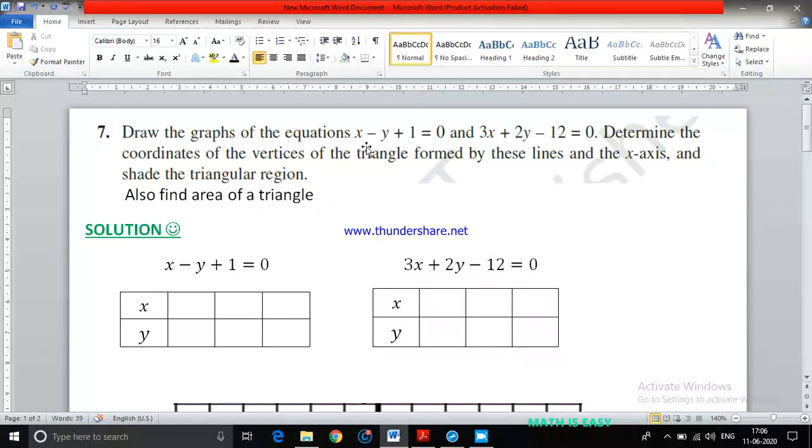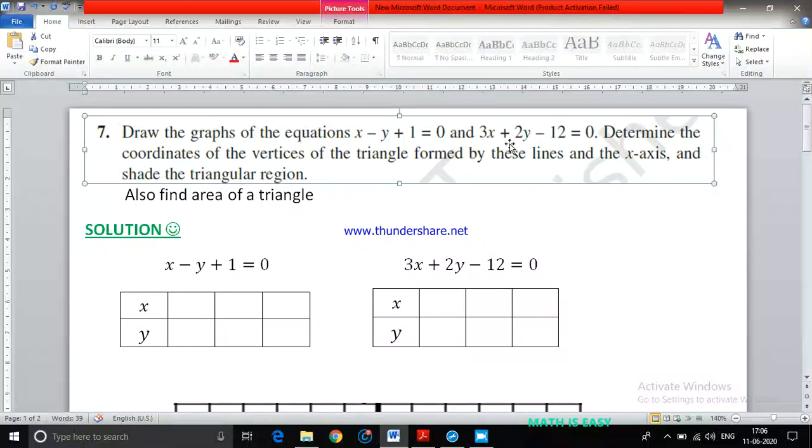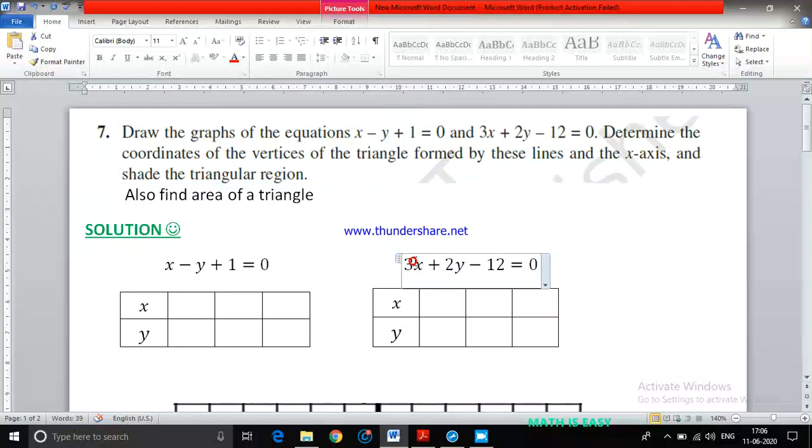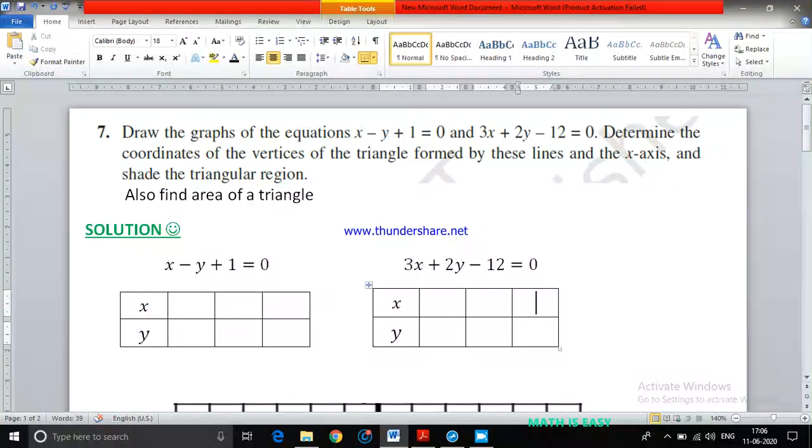As given, x minus y plus 1 equals 0, I have taken that equation here in the respective box. And the second equation is 3x plus 2y minus 12 equals 0, and the equation is in the respective box here. Let's fill up this box.